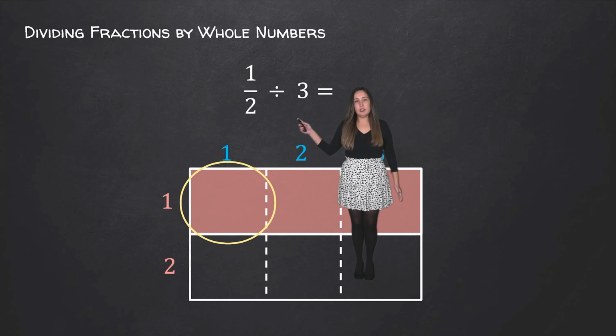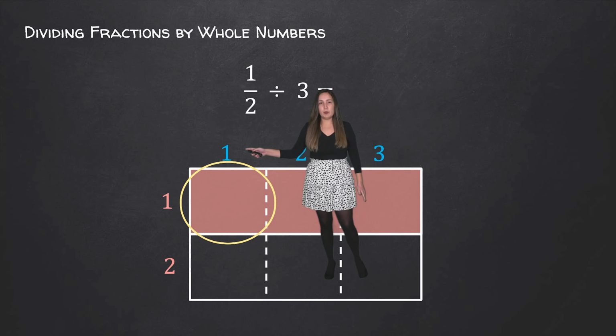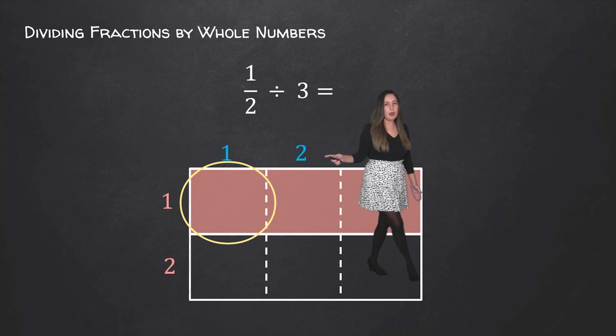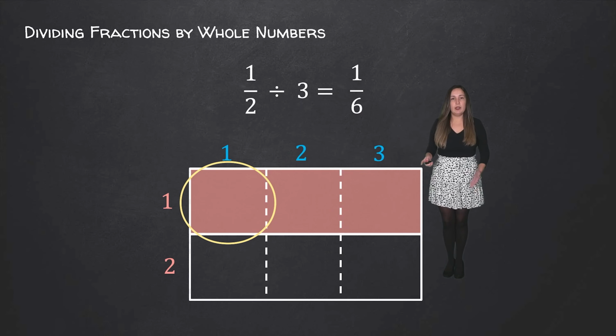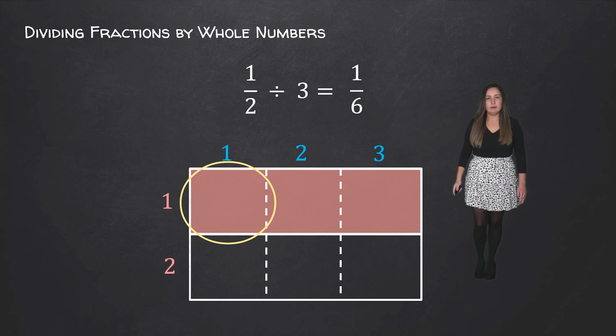So in order to divide here by a whole number, we're going to look at the first column and see what's shaded, which is just 1. And now we have 6 parts, so our answer is 1 out of 6.